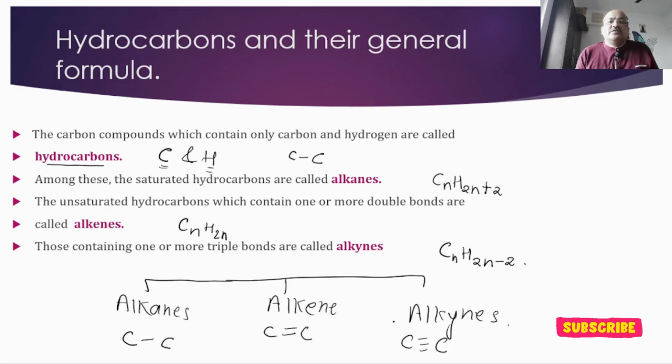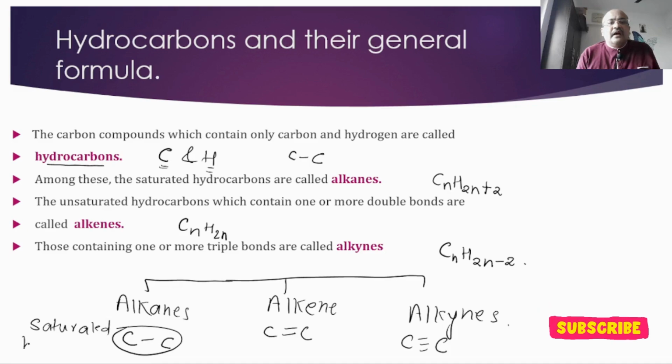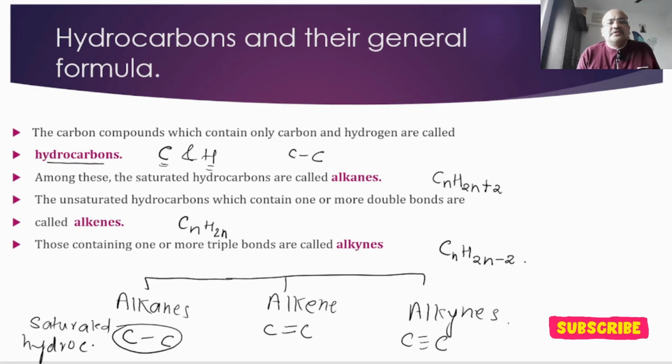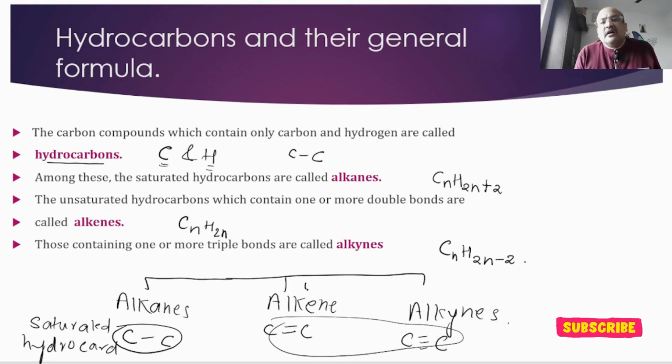Now what you see is that here a single bond is there between carbon, so this is a saturated hydrocarbon. Now you'll see that in the other two cases, here is a double bond and here is a triple bond. So both of these are unsaturated hydrocarbons. Earlier also we have seen saturated and unsaturated hydrocarbons.